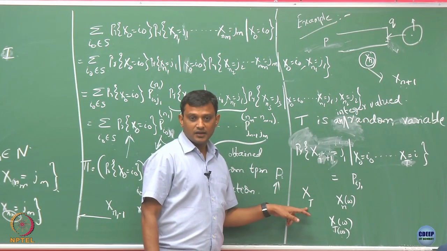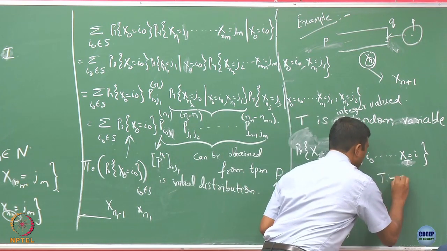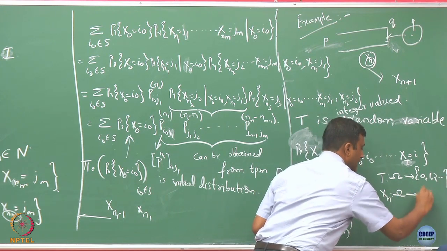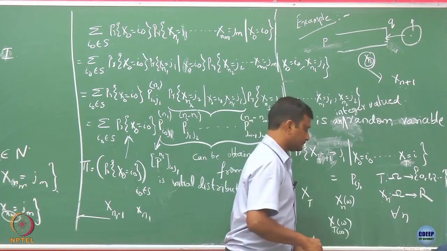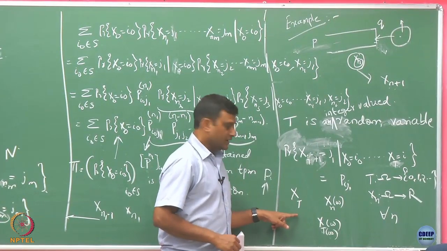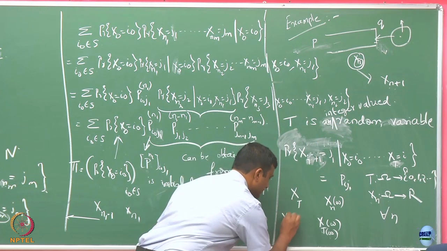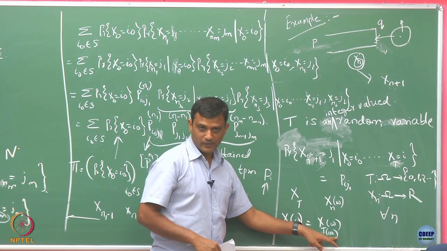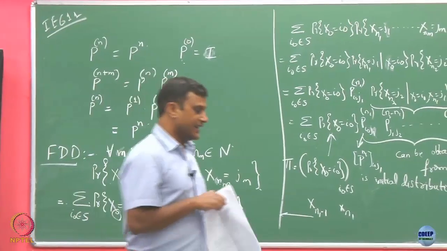When I write X of T, the way you have to read it is, this is a random variable. T is from omega to 0, 1, 2, all the way, and I know that X_n is also from omega to R, for all n. All my X_n's are defined on the same sample space, right. Now when I say X of T, I am not specifying which index n, I am just specifying a random index. So when I write X_T of omega, it means first look at the index at the sample point omega, and look at its value at this omega.